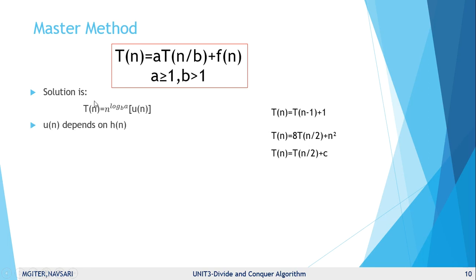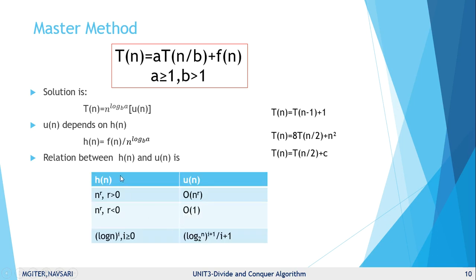Now here the solution of the given recurrence is T(n) = n raised to log base b of a into U(n). Now how to find U(n)? Now U(n) depends on h(n). How to find h(n)? That is h(n) = f(n) divided by n power log base b of a. Here f(n) is given, the value of n is also given, and the values of a and b are also given. Now the value of h(n) and U(n) we define in table form.